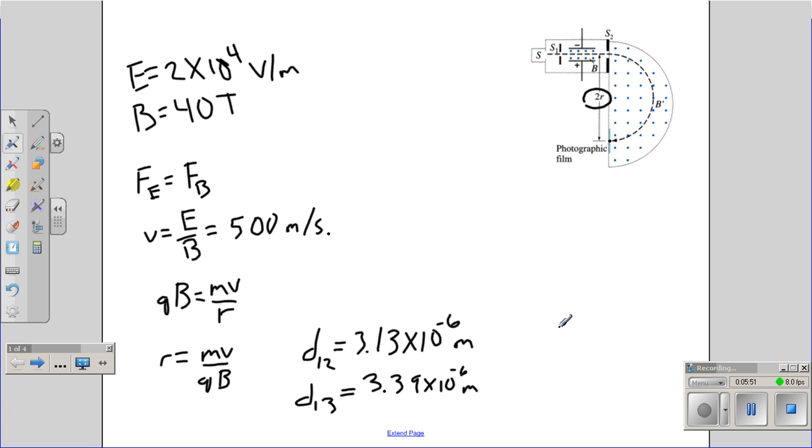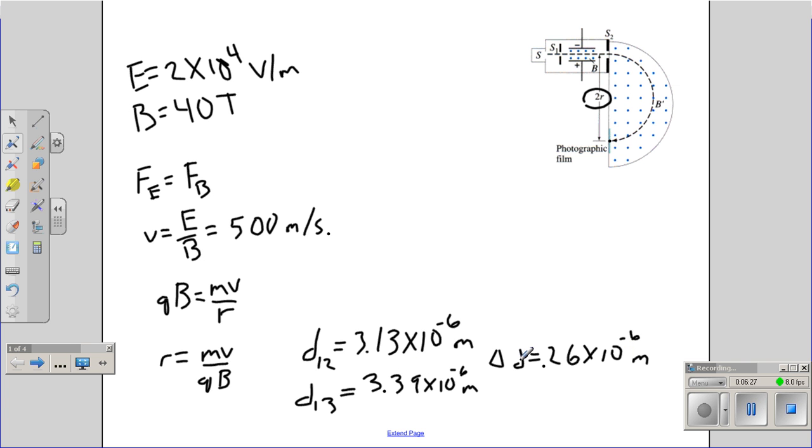We are interested in the difference between these two. So the difference in distances, the spacing between these two places where they land, ends up being 0.26 microns, so 0.26 times 10 to the minus 6 meters. If you want to check this, you can calculate D14, and you'll find that it has the same delta D, 0.26 times 10 to the minus 6 meters, as between 13 and 12.